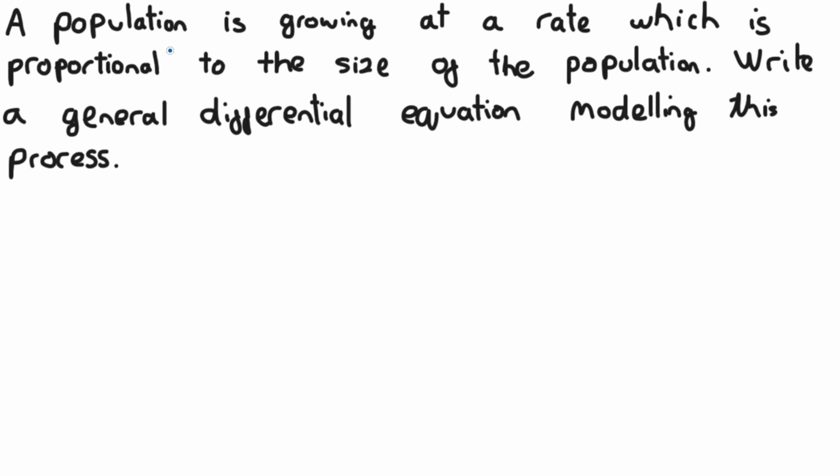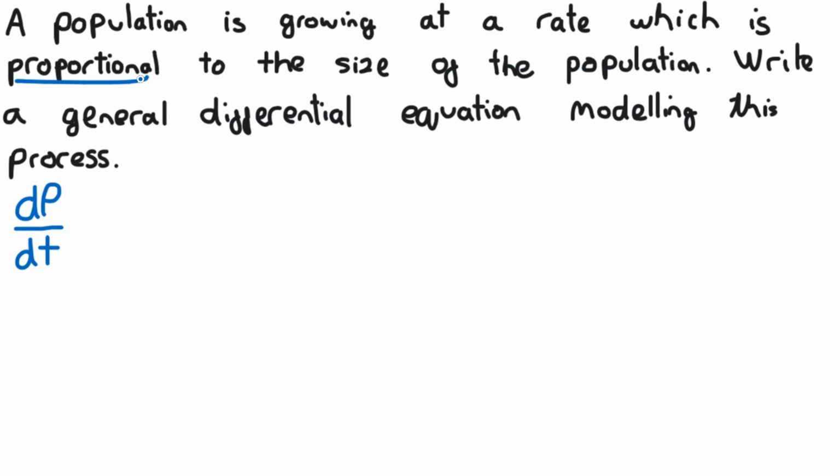So we're told that population is growing at a rate, so remember this is the key word, that rate means it's d something over dt, and we're told that population is growing at a rate. So if we call population P, dP over dt is growing at a rate, which is what we're trying to find. And we're told it's proportional to the size of the population.